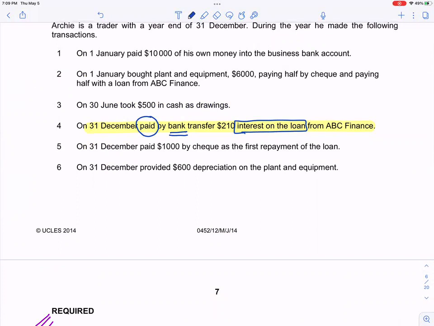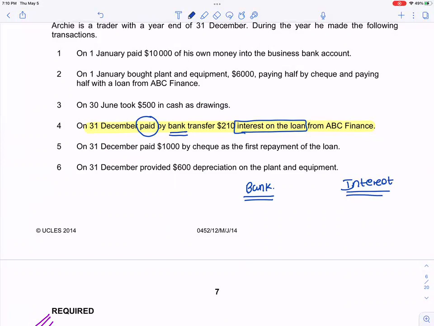I think you're paying off the loan. You're paying what? Read properly. Interest on the loan. So give me the two accounts that are involved. Bank. And? ABC Finance. What are you paying? Interest. Oh, yeah. Cash. For what are you paying? For the loan. Okay. So from the bank, what is the rule for bank?